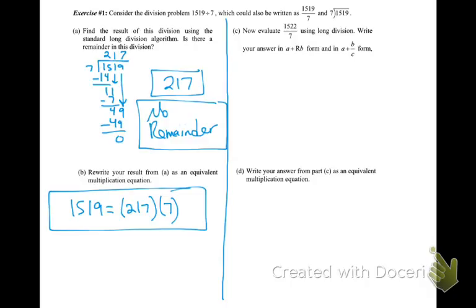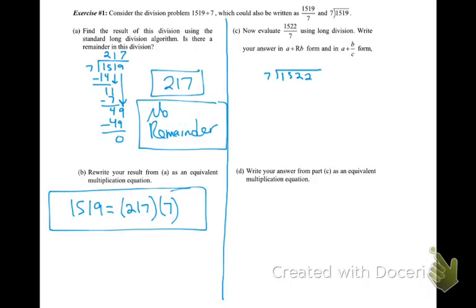Now for part C, let's look at a slightly different problem. A slightly different numerator means we're probably going to have some kind of remainder. Let's do the long division to find out what we're going to get. Okay, let me make this a little higher up. So let's divide 1,522 by 7. Let's see what we get.